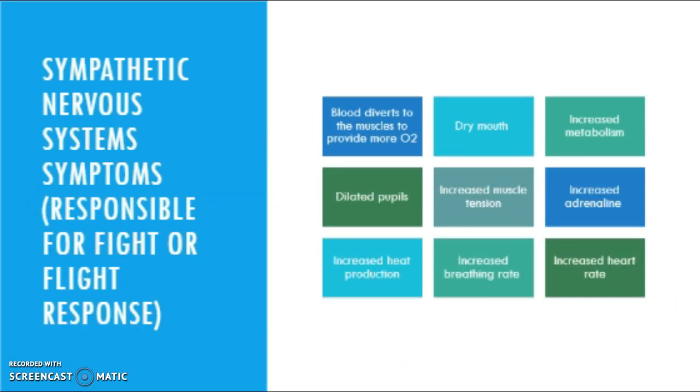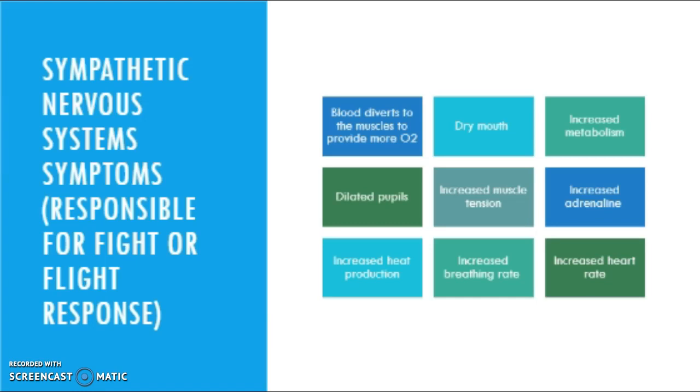Sympathetic nervous system responsible for fight or flight response. On the screen are the sympathetic nervous system symptoms. Blood diverts to the muscles to provide more O2, dry mouth, increased metabolism, dilated pupils, increased muscle tension, increased adrenaline, increased heat production, increased breathing rate, and increased heart rate. Now let's dive into some of these.